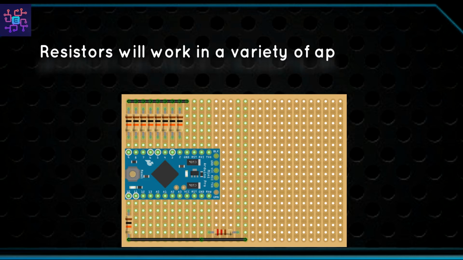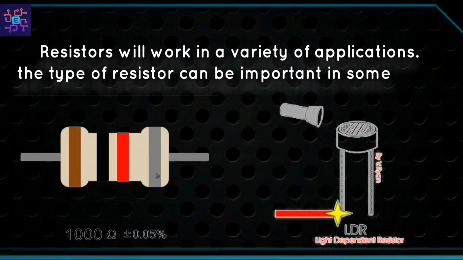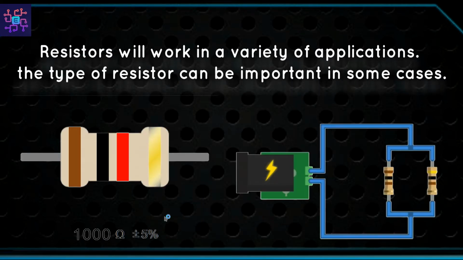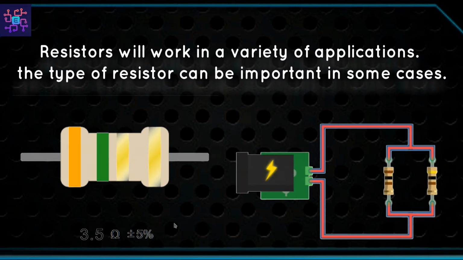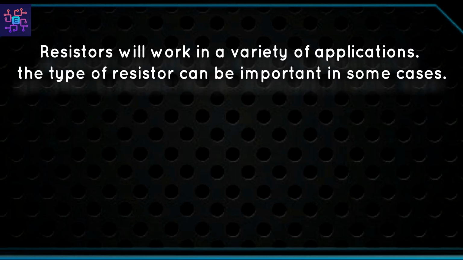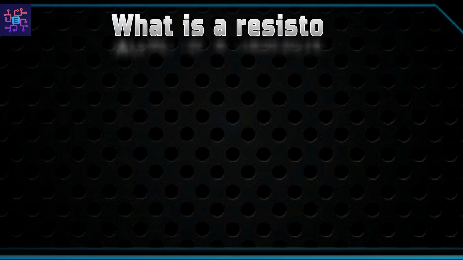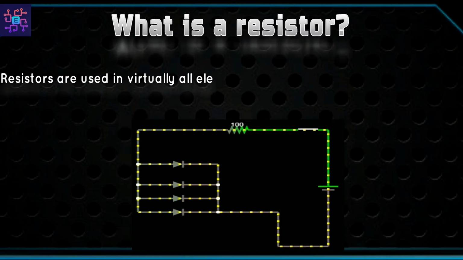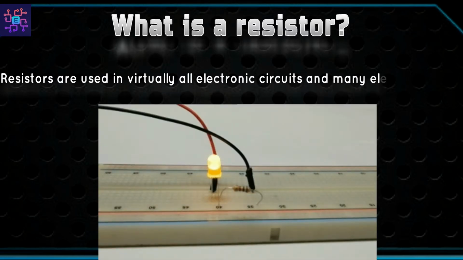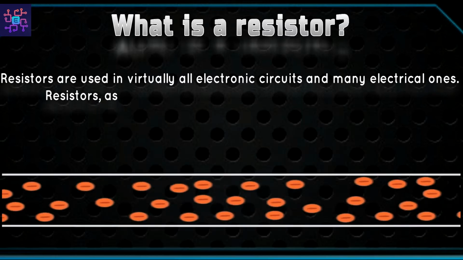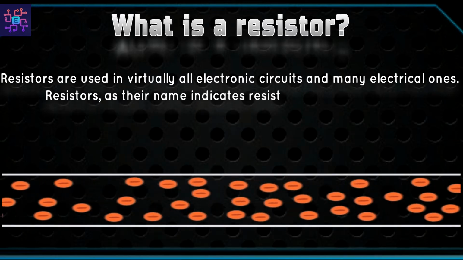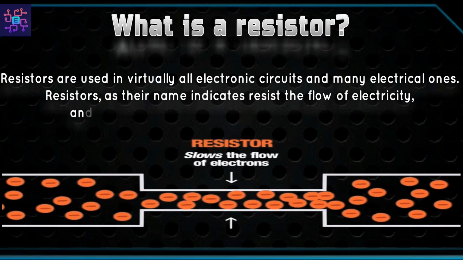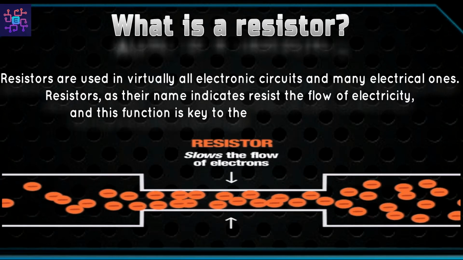Although many resistors will work in a variety of applications, the type of resistor can be important in some cases. Accordingly, it is necessary to know about the different resistor types and in which applications each type of resistor can be used. First of all, what is a resistor? Resistors are used in virtually all electronic circuits and many electrical ones. Resistors, as their name indicates, resist the flow of electricity, and this function is key to the operation of most circuits.